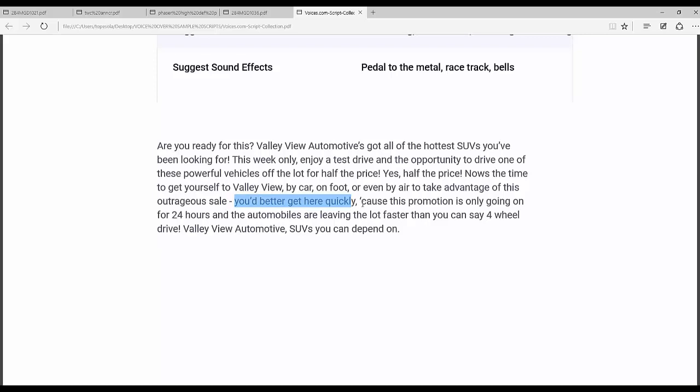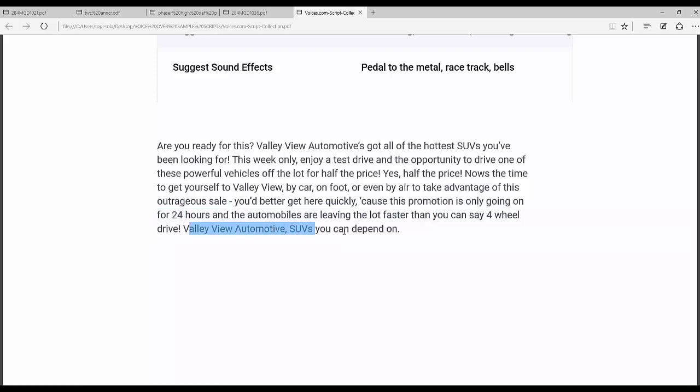Why? Because this promotion is only going on for 24 hours. And the automobiles are leaving the lot faster than you can say four-wheel drive. Valley View Automotive, SUVs you can depend on.